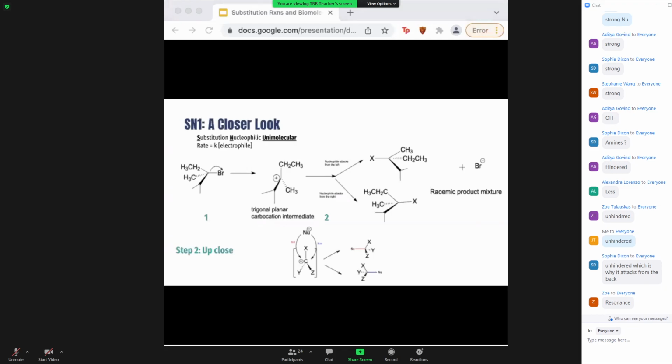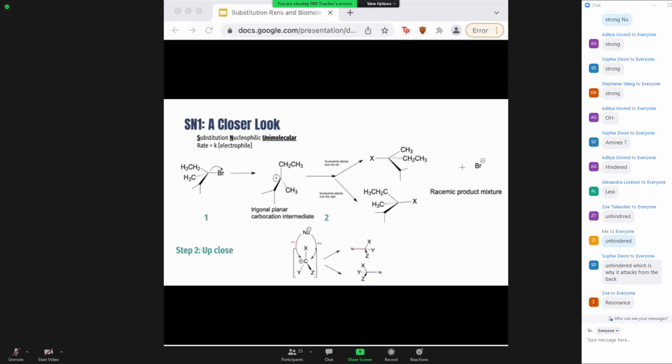The SN1 reaction happens in 2 steps. In the first step, the leaving group leaves, and it forms a trigonal planar carbocation intermediate. In case you forgot your geometry a little bit, no worries at all. Trigonal planar refers to the fact that the carbon is attached to 3 ligands, and this is a planar shape. And this step, the carbocation formation, is the rate limiting step.